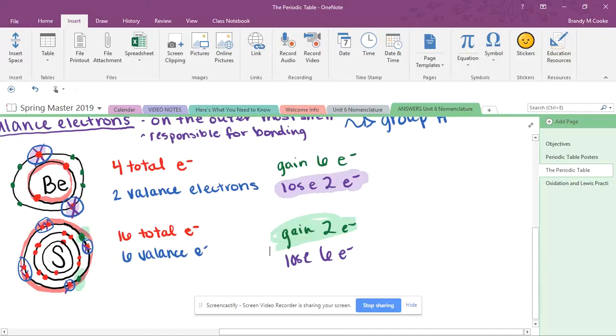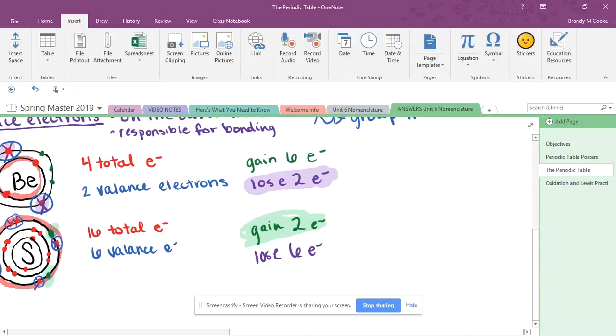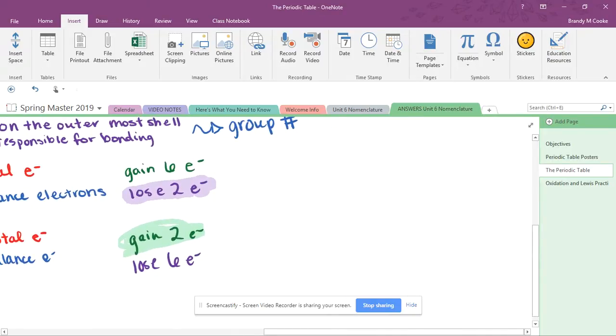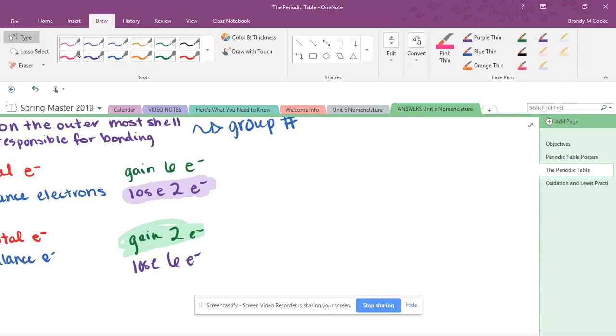So here we have beryllium, sulfur. They're a match made in heaven. They found each other. One of them needed to lose electrons. One of them needed to gain. So beryllium was like, hey, sulfur, I'm going to give you my electrons and we are going to be bonded and we are going to be happy forever. So let's think about this. If beryllium, where's my drawing tool?